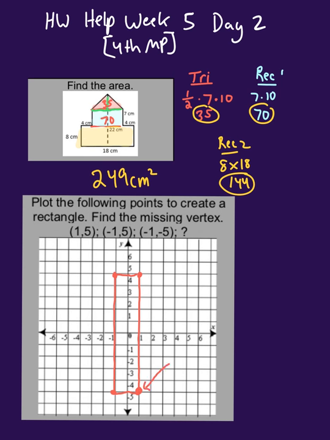So what are the coordinates? Well, you go over 1 and down to the negative 5. So the answer to this one is 1, negative 5. That's our missing coordinate, or vertex.